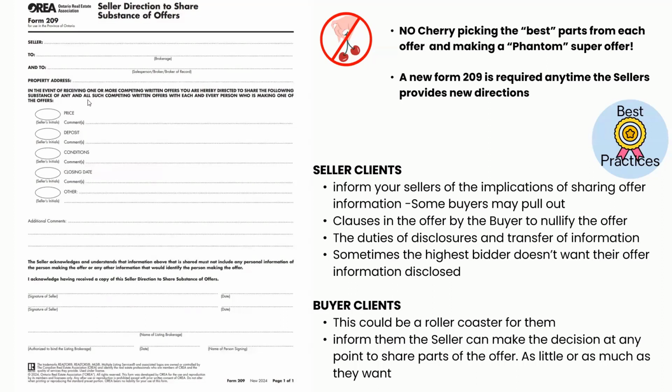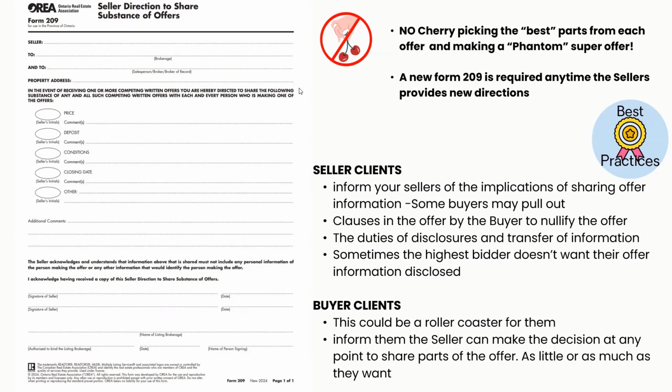So in the event of receiving one or more competing written offers, you are hereby directed to share the following substance of any and all such competing written offers with each and every person who is making one of the offers. So you can, of course, initial off on the price, deposit, conditions, closing, and there could be other scenarios as well. So there's no cherry picking.